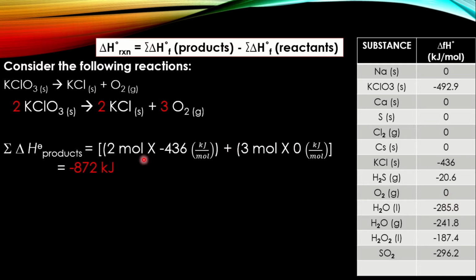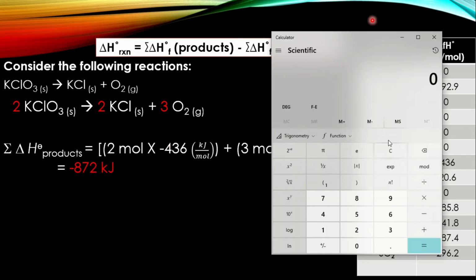So, kapag pinag-add natin yung ating product dito sa KCl at yung product dito sa oxygen, since medyo may problem tayo sa calculator, ang gagawin ko na lang ay unahin ko na lang yung mga may negative na values. So, open parenthesis, negative 436 times 2 plus 3 times 0. So, ang ating summation of the change in enthalpy ng product ay negative 872 kilojoules.